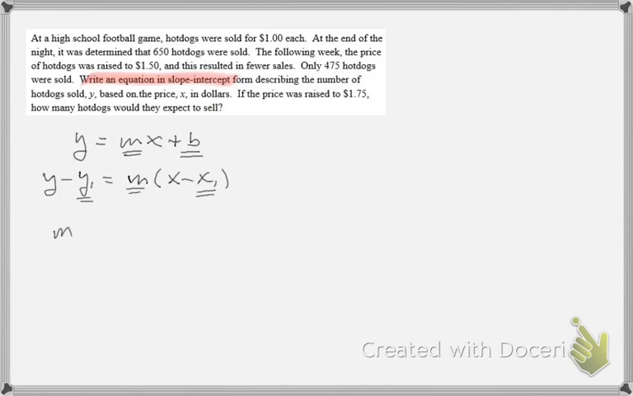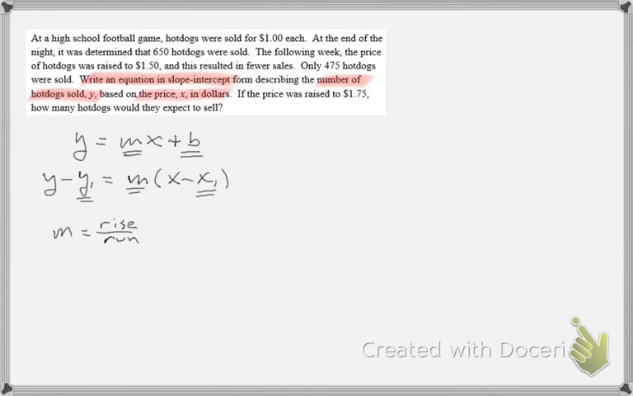The slope m is equal to the rise over the run, which will be the change in y over the change in x. So knowing that I need to know the change in y over the change in x, it's really important to think about what x and y represent. And they tell us that in the problem. The number of hot dogs that were sold is y, and the price in dollars is x.